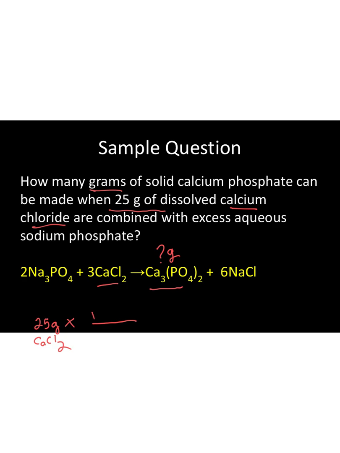So I want 1 mole on top. That's of the calcium chloride. And that's over the grams of calcium chloride. Well, we just heard that calcium chloride has a molar mass of 111 grams. So I'm going to use that again. And so that allows me to cancel out the grams. I'm going to multiply 25 to 1, and then 25 divided by 111, that's going to give me my moles. All right, and when I do that, I end up with 0.23 moles of calcium chloride.